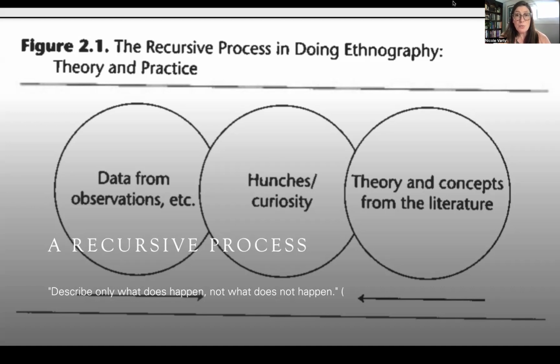So for us, we really want to focus on what is happening in the field site where we're going to be observing. Who is present? What are they saying? How does our community tell us that they want us to interact?